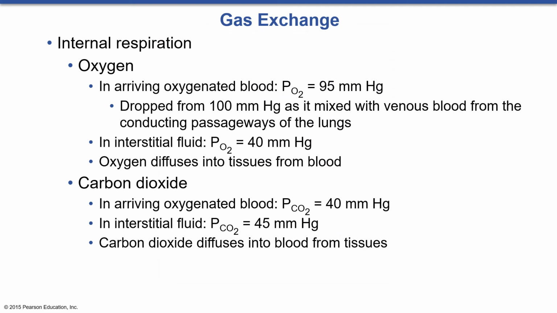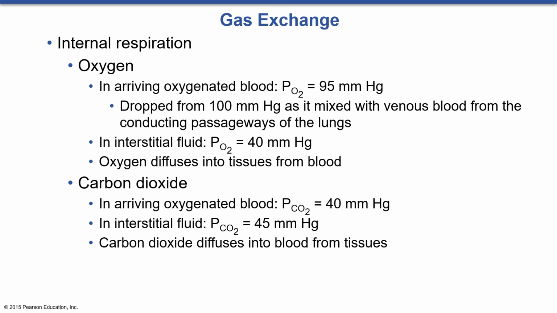Now, looking at internal respiration, this is going to be between the blood and the tissue. Oxygen in the arriving deoxygenated blood is 95 millimeters of mercury. Now, this is dropped from the 100 that we had when we left the pulmonary vein, and this is because it mixes with venous blood from the conducting passageways of the lungs. So because that blood is re-entering systemic circulation, it's going to have a slight drop in oxygen concentration. In the interstitial fluid, the pressure of oxygen is going to be 40 millimeters of mercury. This favors diffusion from the blood into the tissues.